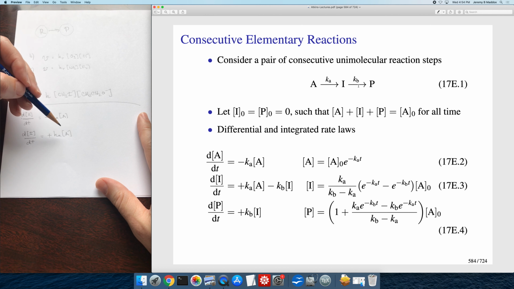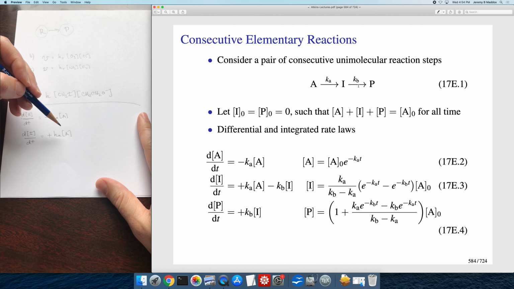Finally, the product only appears in one step. It only appears in the second step, and the second step increases its concentration. So it's going to be plus the rate constant times the intermediate. So that's the logic behind how these equations are generated. And like I said, we're going to practice this a few more times in this lecture, and this is something that I want you to practice in the homework as well.